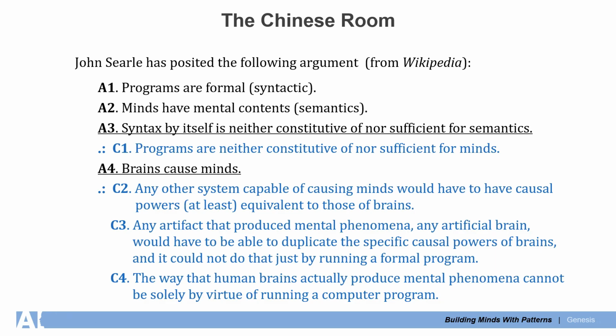The Chinese room is a question about whether or not computer programs can truly understand and be like minds. John Searle posited the following argument in 1980. Assumption number one, programs are formal or syntactic. Minds have mental contents or semantics, and syntax by itself is neither constitutive nor sufficient for semantics. Therefore, programs are neither constitutive nor sufficient for minds.